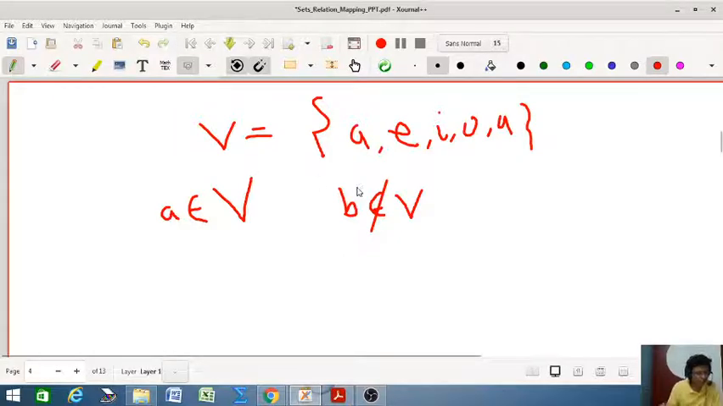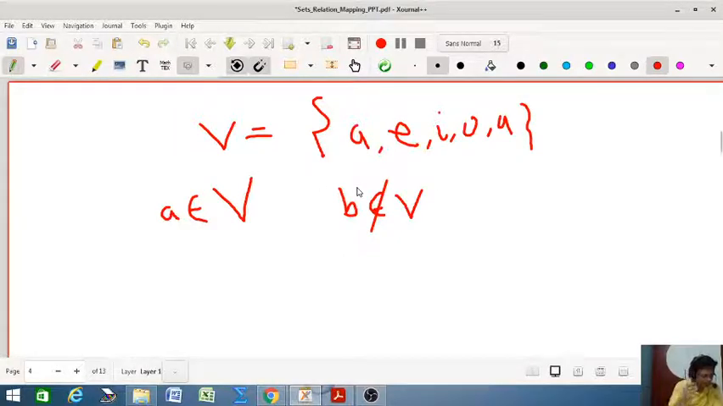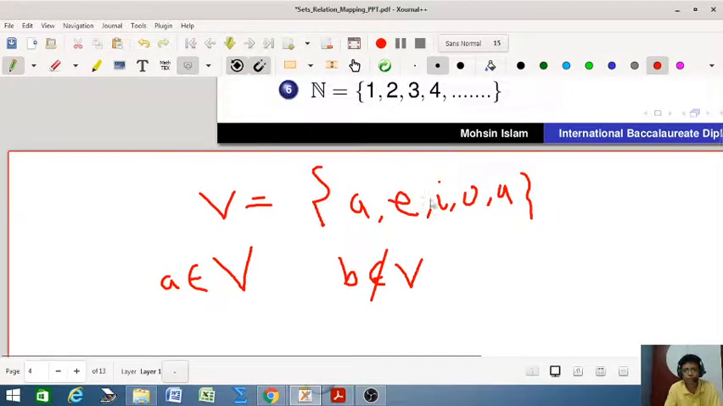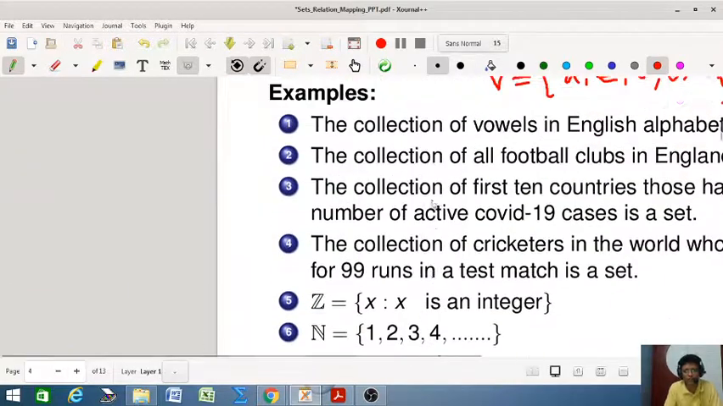So this is the thing. This is well defined. When a set is well defined, it means that if S is a set and A is an object, then either A is definitely in S or A is definitely not in S. Am I clear? Okay. So that was the meaning of well defined.